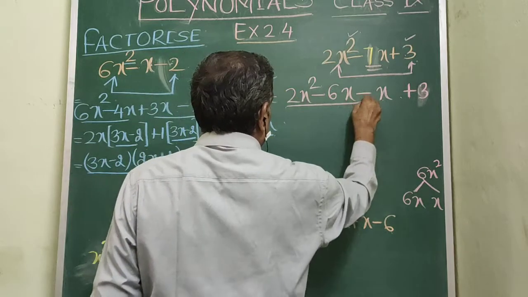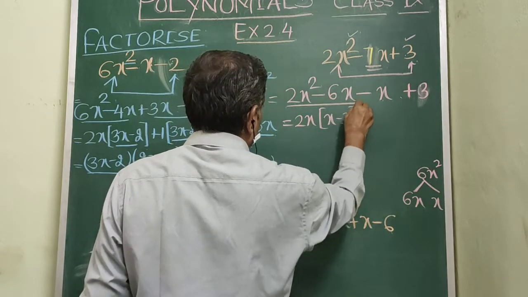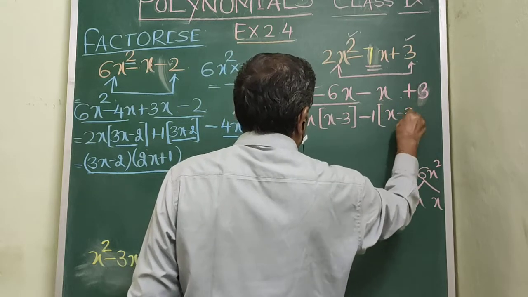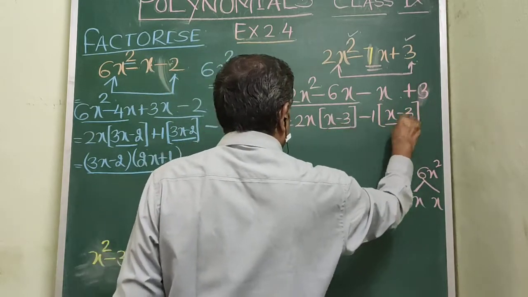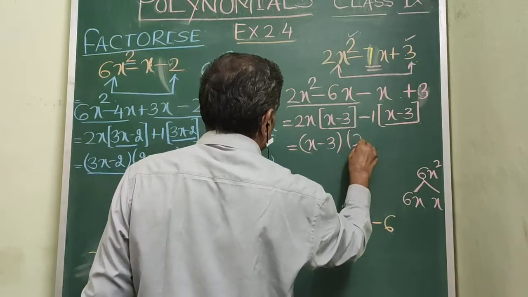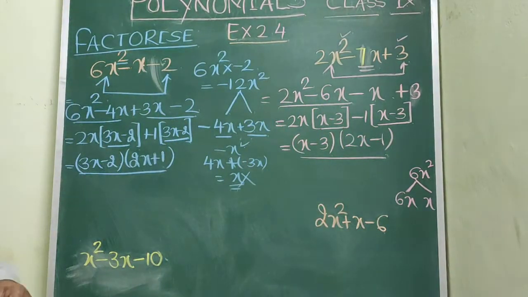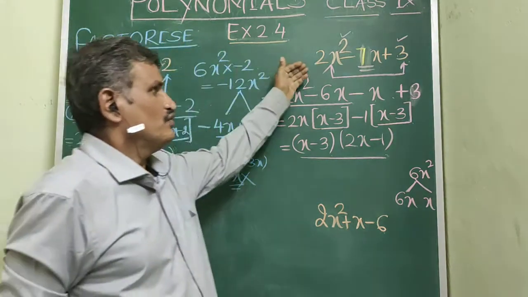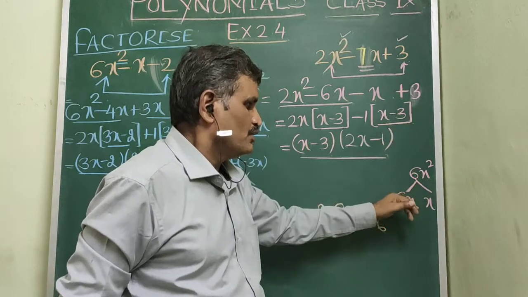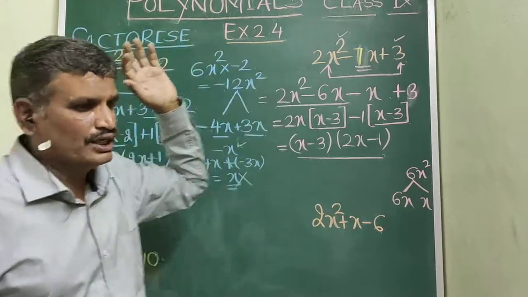Again if I simplify, 2x is common, so x minus 3. Again minus 1 is common, so x minus 3. Again x minus 3 is common. What remains in the bracket is 2x minus 1. So let me repeat the steps we have done. Multiply the first and the last term, and whatever product you get should be split in such a way that on adding or subtracting you get the middle term.